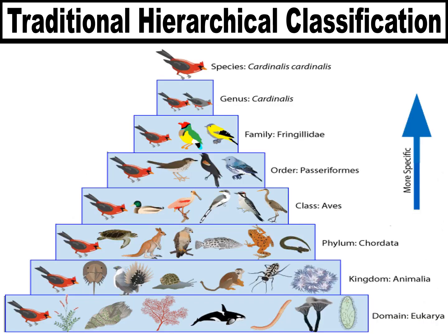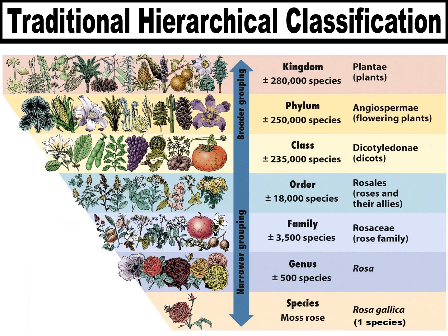Use the figure on this slide to enhance your understanding of hierarchy of biological classification. While only one organism, the red cardinal, is found at the top of the image, or species level, millions of organisms are located in the domain Eukarya. As you move from the bottom to the top, the number of organisms decreases. In this graphic, there are 8 organisms in the domain Eukarya, while there is only one organism at the species level. In this graphic, there are 280,000 species at the kingdom level, and only one species at the species level.